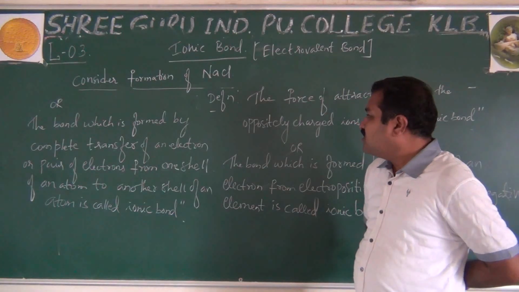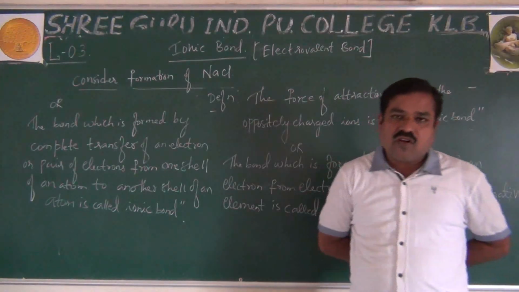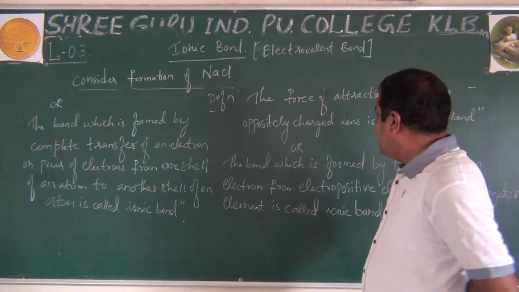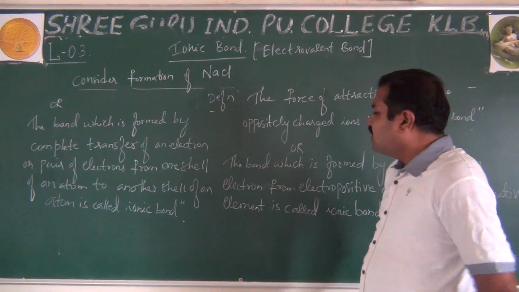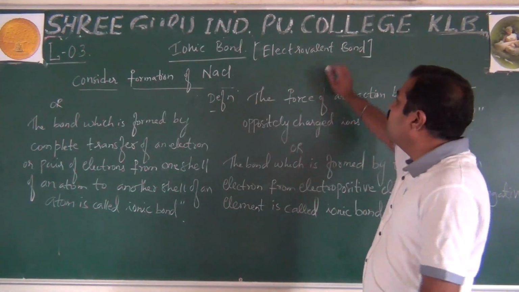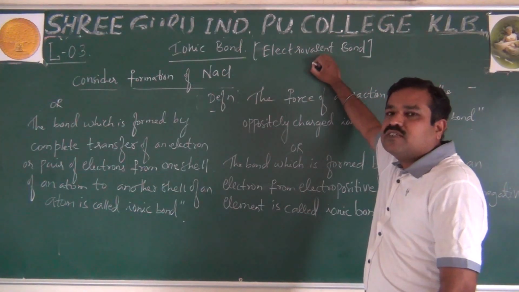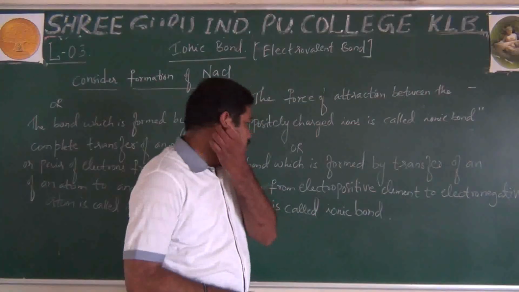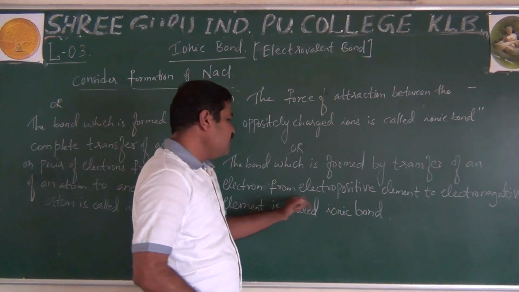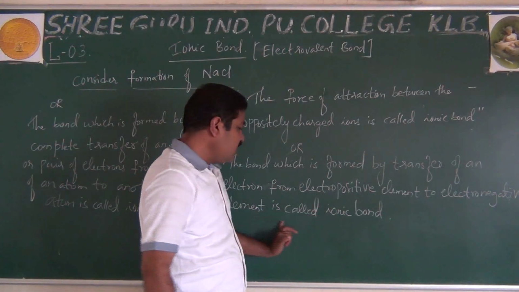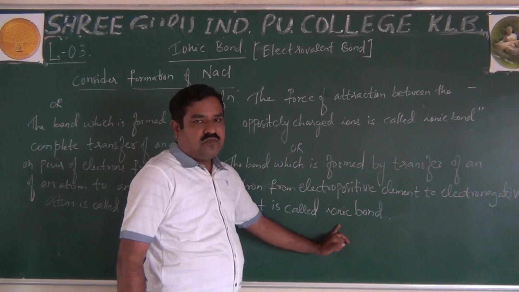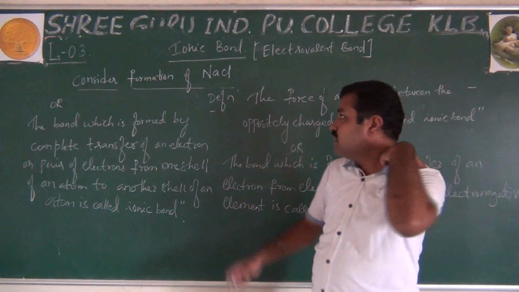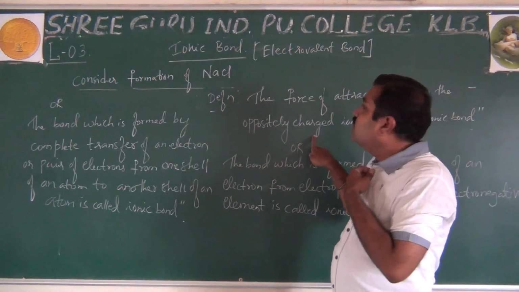Especially the force of attraction between oppositely charged ions, or the bond which is formed by force of attraction between oppositely charged ions, is called ionic bond. That's why I told you ionic bond is also called electrovalent bond. If they ask you the definition, this second one: the bond which is formed by transfer of an electron from electropositive element to electronegative element is called ionic bond. And ionic bond is also called electrovalent bond for a reason. If they ask you, then you can write.